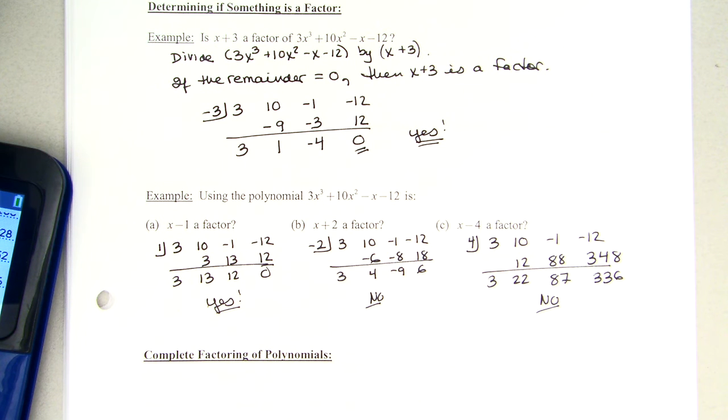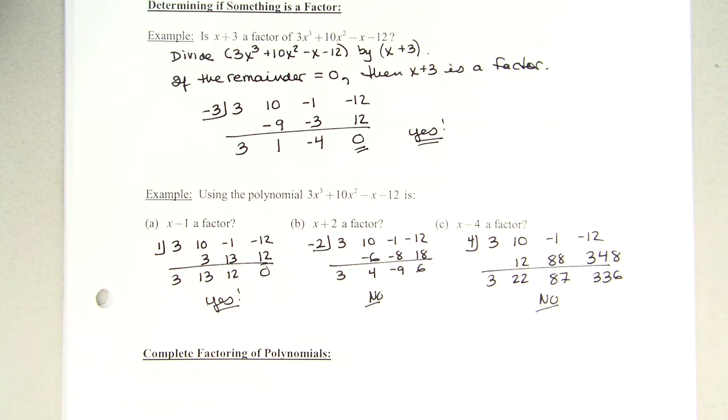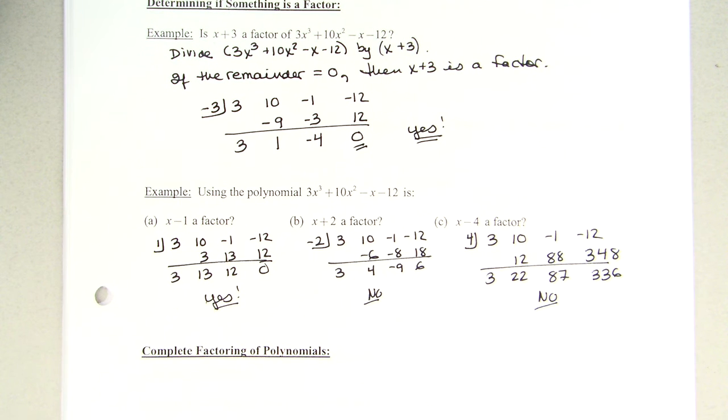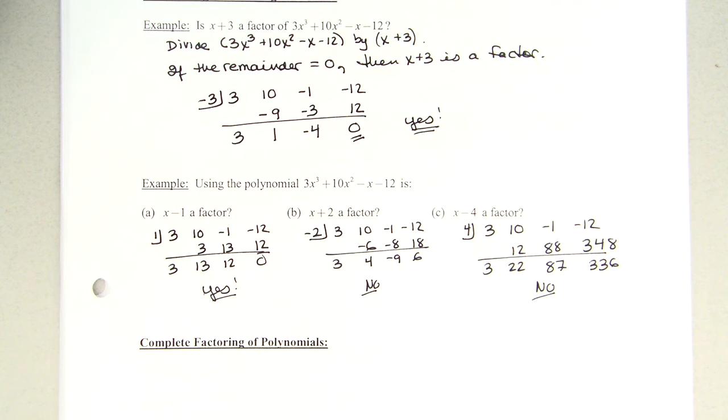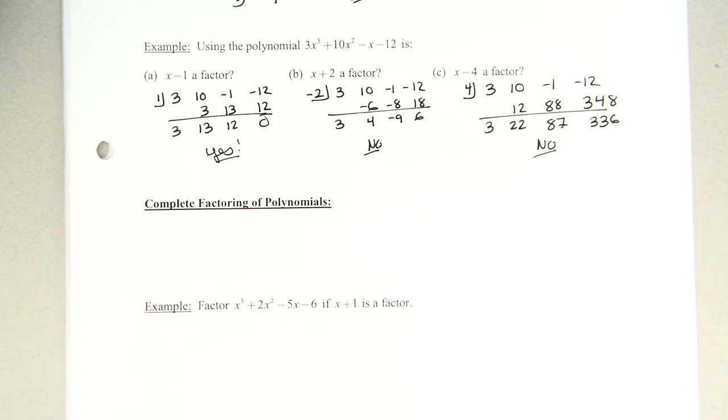Is something a factor? If there is a remainder of 0, then yes, it's a factor. If there's some other remainder, no, it is not a factor. Well, we can use this idea to completely factor some polynomials. So for example, we're going to try to factor this cubic. No methods you already know of factoring will let us factor this. And I'm cheating a little bit by telling you what one of the factors is going to be.